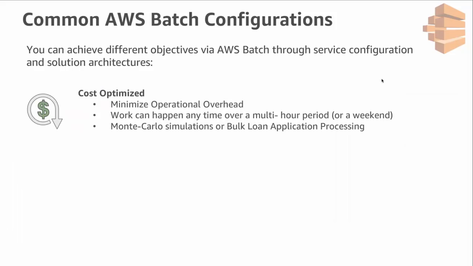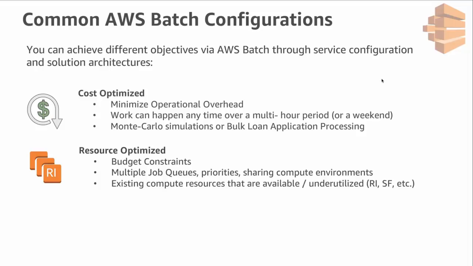So, very common AWS Batch configurations include things like cost optimized resources, right? So minimizing operational overhead, work that can happen at any time over a multi-hour period, sort of time-insensitive workflows, or Monte Carlo simulations, or bulk loan application processing. Resource optimized, budget, if you have budget constraints, multiple job queues, priorities, sharing compute environments, existing compute resources that are already available or underutilized.